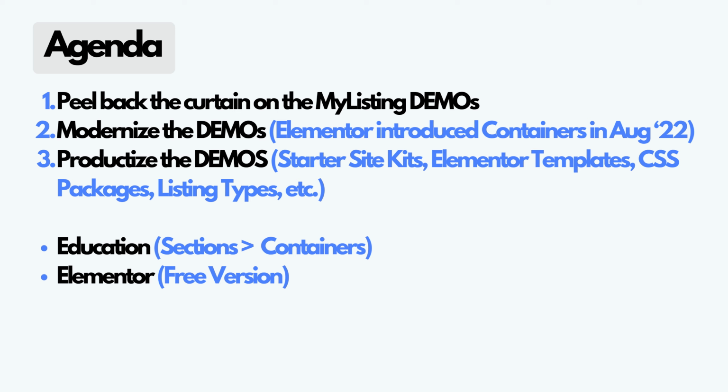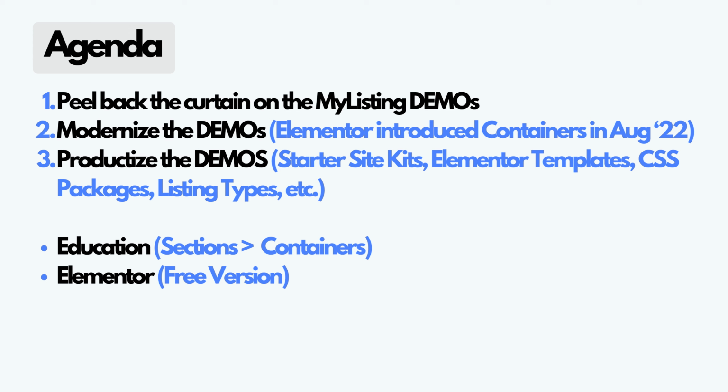Okay, so modernizing the MyListing demos. The agenda is, number one, we're going to peel back the curtain on the MyListing demos, just show you what they're all about, how to install them, all that sort of thing. Number two, we're going to modernize the demos. Elementor introduced containers in August of 22. That's almost 3 years ago now. But when we look at the MyListing demos, you'll see that they are still using the old sections and columns, which is going to slow down your site for one.